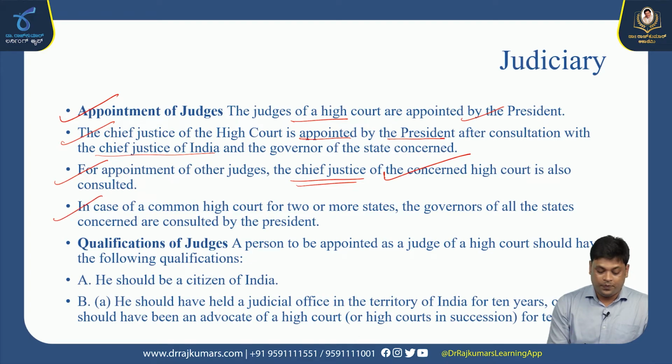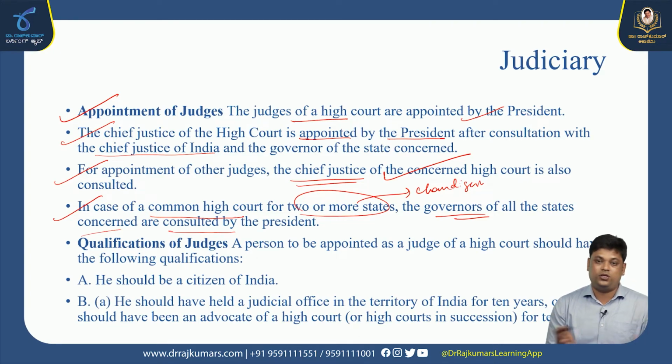In case of a common High Court for 2 or more states, we can call Chandigarh a common High Court. The governors of all the states concerned are consulted by the President. Both state governors are supposed to be consulted by the President while appointing the judges of that combined High Court. Qualification of judges of the High Court.